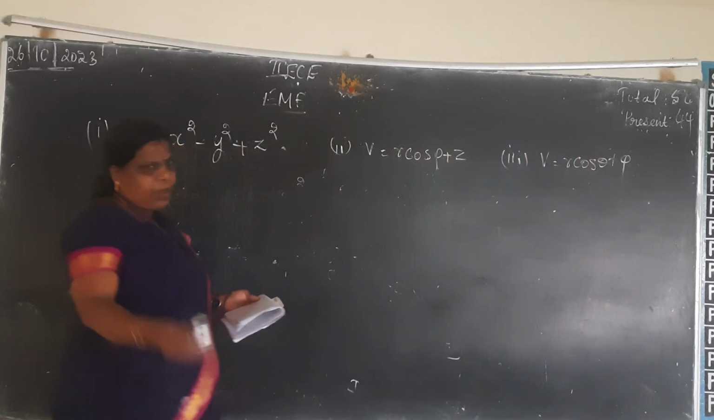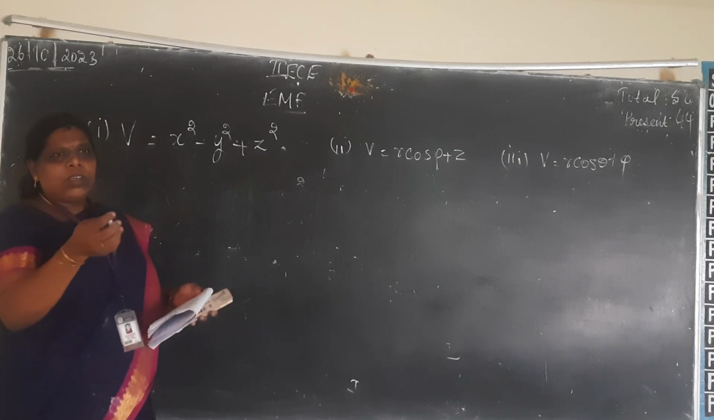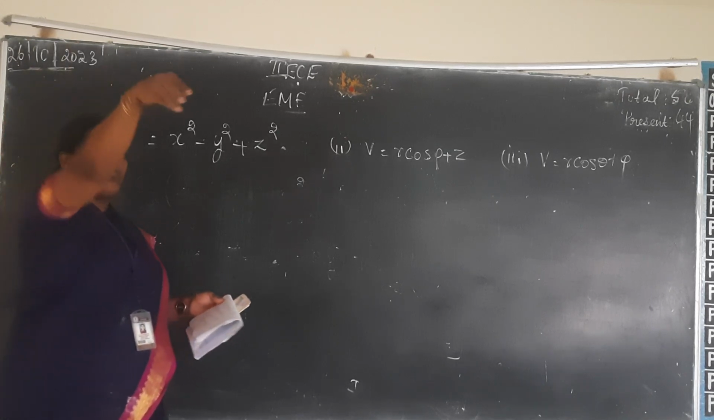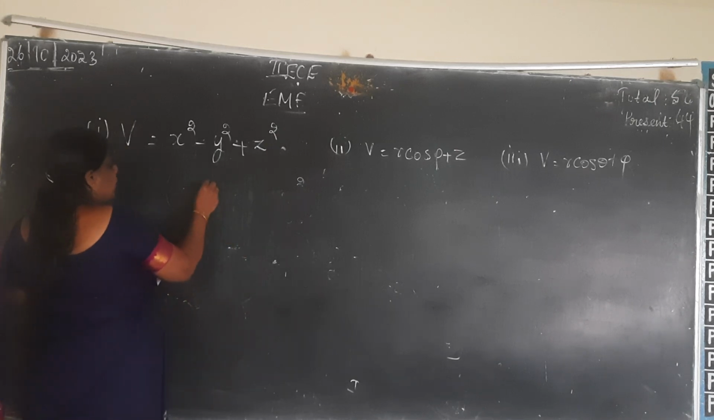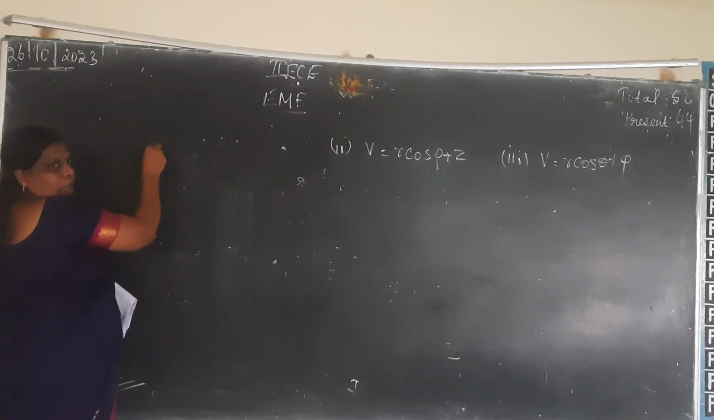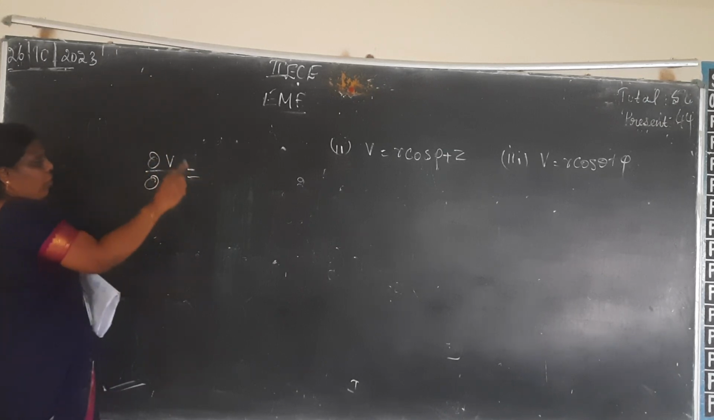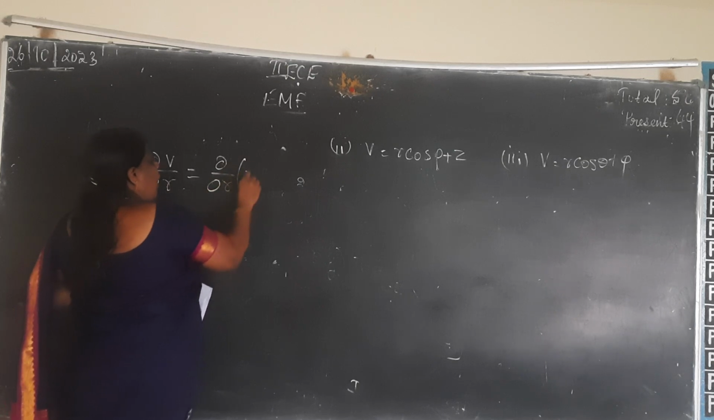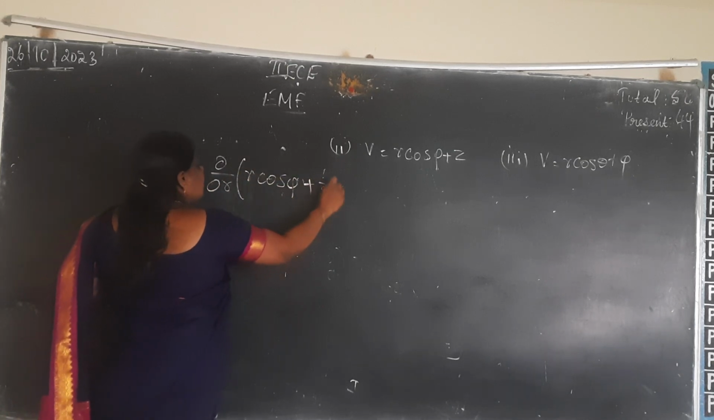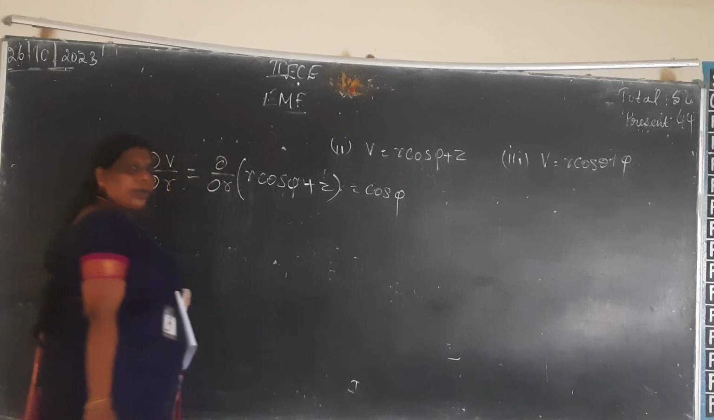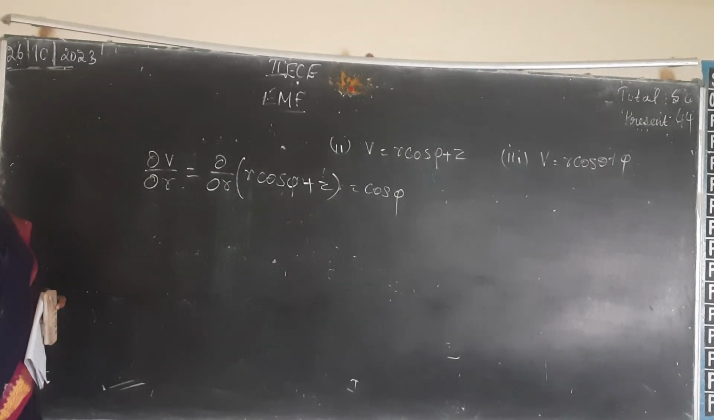What is the inside term we have got? Dou V by dou R. The inside part of the bracket we write separately and then substitute in the main equation. The terms inside the bracket are R into dou V by dou R. We keep R for later and find out dou V by dou R. Dou V by dou R of R cos phi plus Z is cos phi. The R term alone we write, other terms become 0.